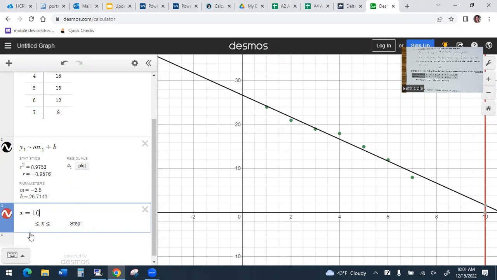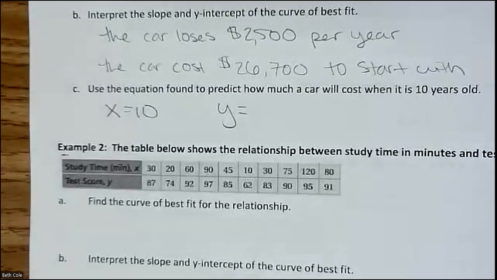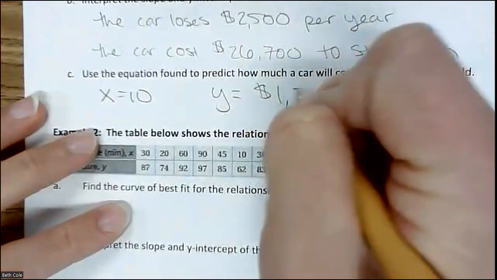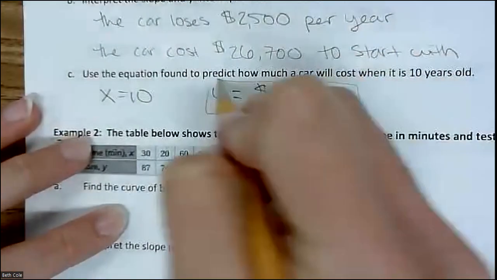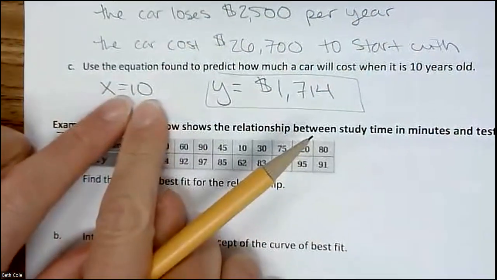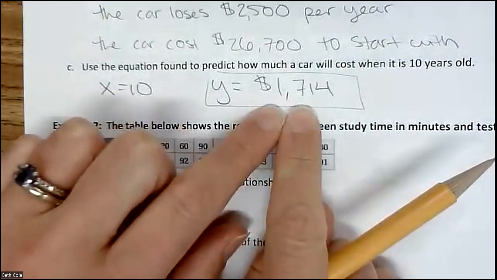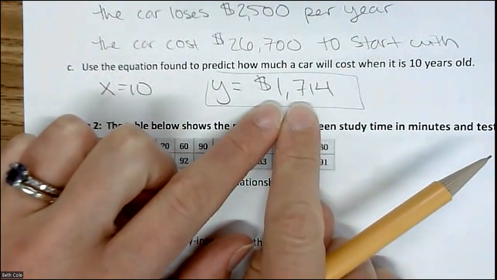X equals 10. Do you see this line that showed up over here at 10? All you have to do is click that intersection or even just hover over it. Do you see this intersection right here? It's 10 comma what? Whatever that is, is your answer. 17.14. Do you guys see that? Now, when you write it on your paper, it has to be in thousands though. So it's $17,140. So what that means is after 10 years, this is what the car's worth. We're making that prediction.